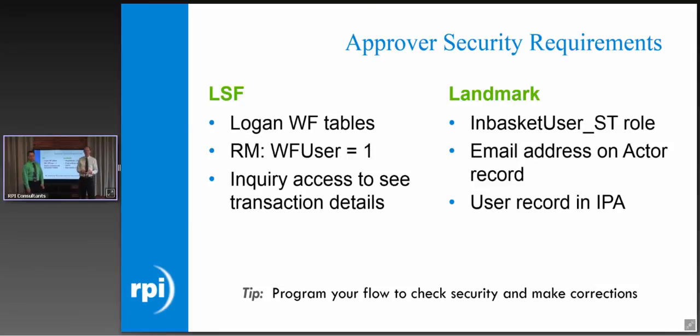So my recommendation is build this logic into your approval flow itself. Before going into a user action node, use some Landmark transactions, some RM queries to check and make sure that all of these items are checked off for that particular user account. And if anything's missing, you can go ahead and fix that right in the flow. That's one of the most powerful uses of IPA: you can go in and modify security or change the security attributes of a user. So we can make sure that all your approver users are provisioned on the fly by building that logic right into the flow.